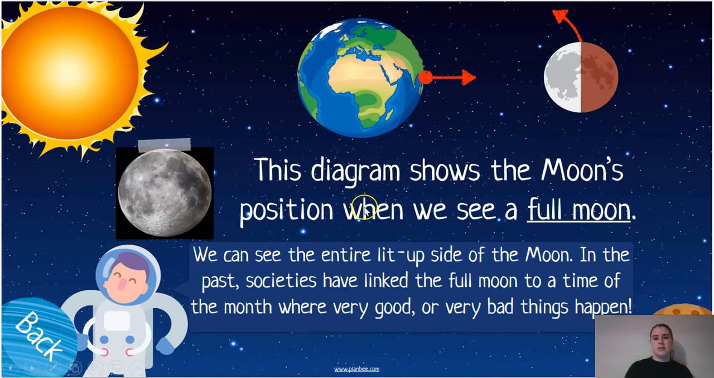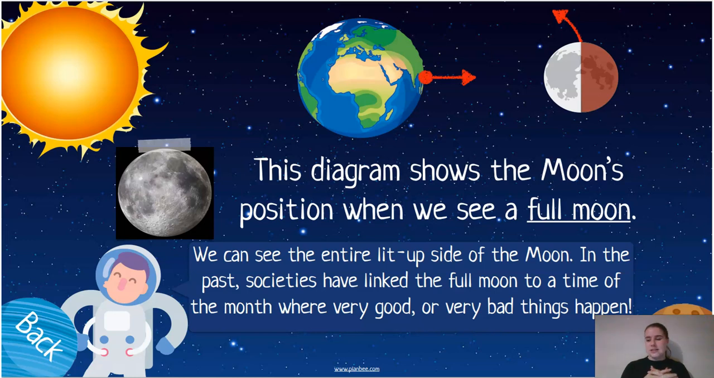Okay, so the diagram shows the moon's position where we see the full moon. So we see the entire full surface all the way around the front. This is what we call a full moon. So full moon when we have all of it, new moon when there's none of it. Now we can see the entire lit up side.